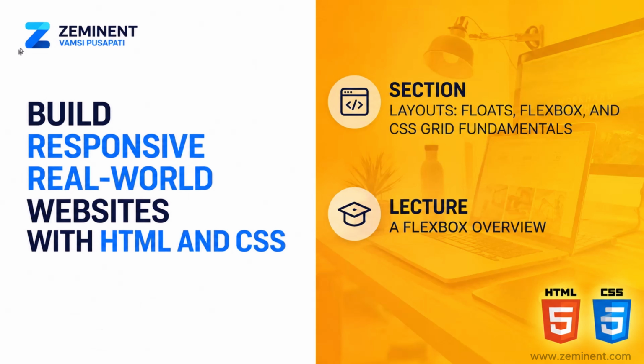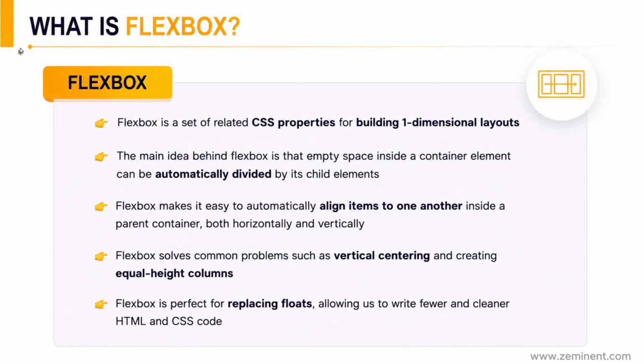Let's now define exactly what Flexbox is, when we need it, and why we use it. We also learn some important Flexbox terminology and get an overview of the main properties that are part of the Flexbox specification. So in one sentence, Flexbox is a set of related CSS properties that we can use to build one-dimensional layouts.